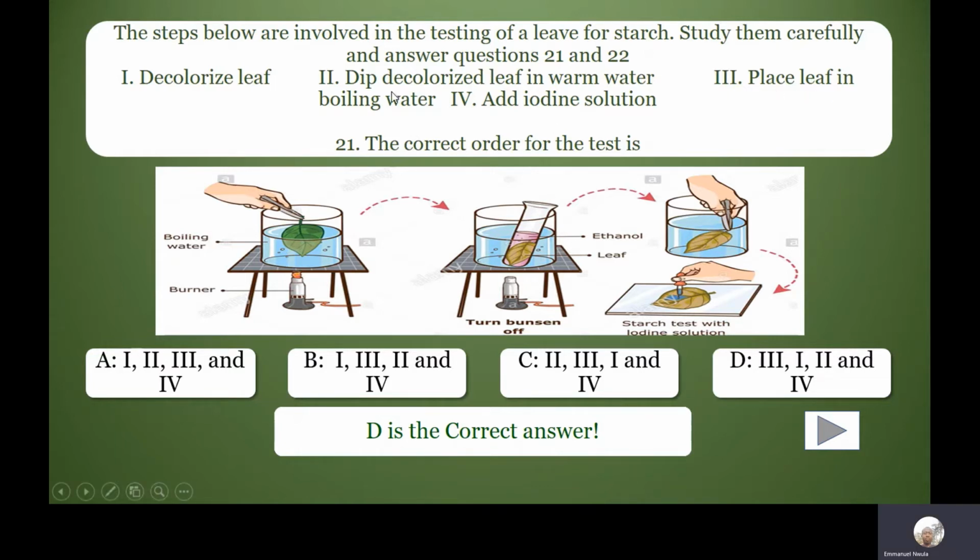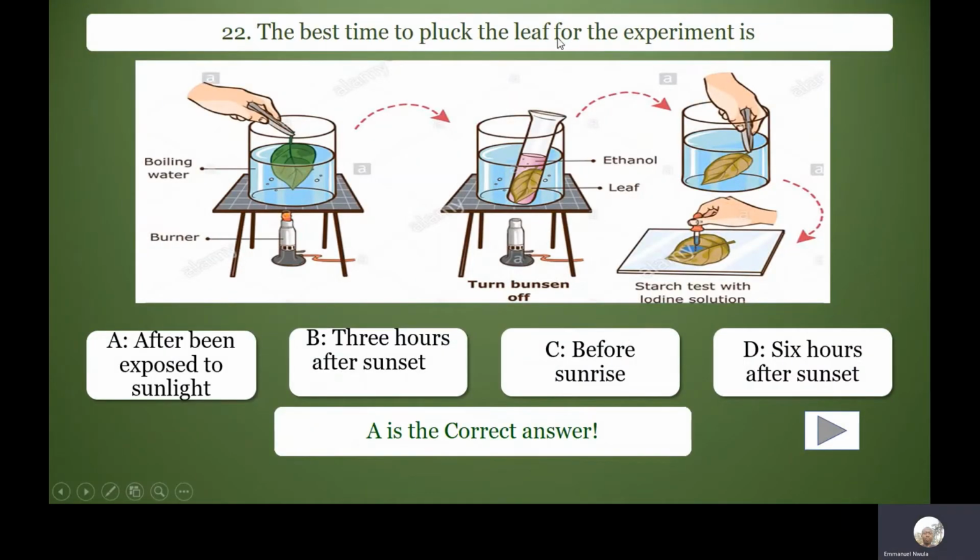You place the leaf in boiling water, you decolorize, you dip the decolorized leaf in warm water, and then you add iodine solution. The best time to pluck the leaf for the experiment is after being exposed to sunlight. The other options, you might not have the leaf exposed to sunlight. So the correct option here is A.